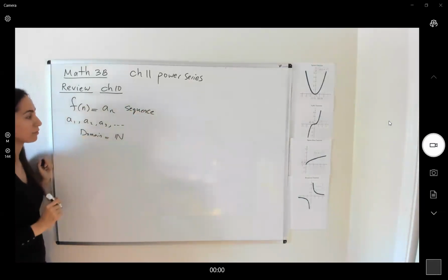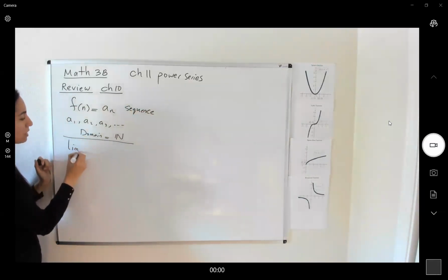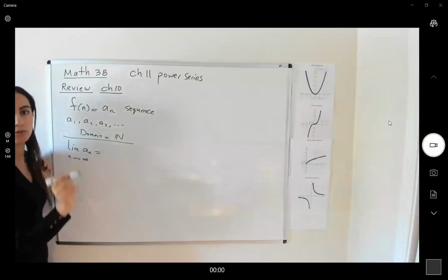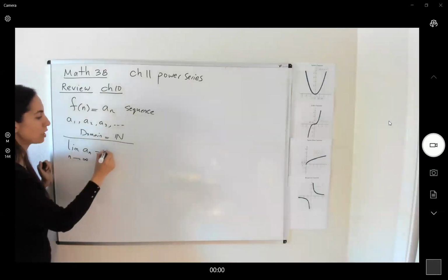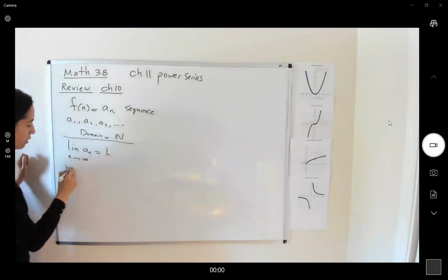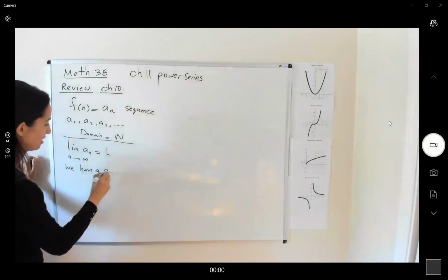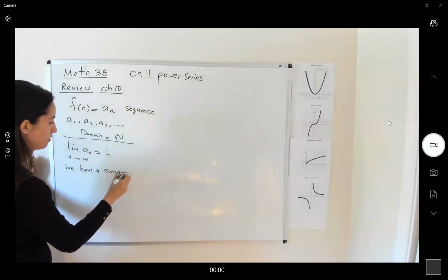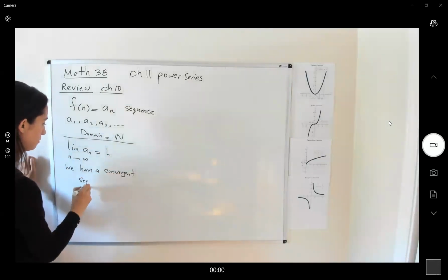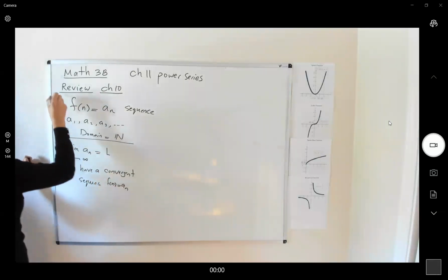We say that a sequence is convergent if the limit of a sub n while n goes to infinity is equal to a constant, unique number like L. Then you say that we have a convergent sequence. f of n equals a sub n.